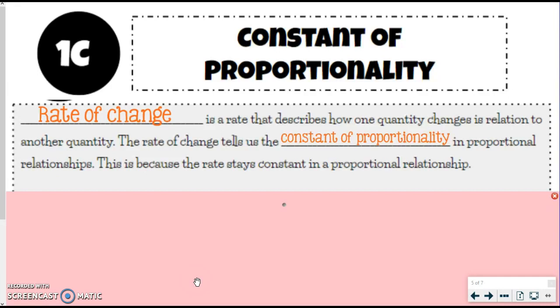So the rate of change tells us the constant of proportionality, and sometimes you'll hear it abbreviated to constant, but it's the constant of proportionality, and that's in proportional relationships. And this is because the rate stays constant in a proportional relationship. So just to be clear, you could have a rate of change that doesn't necessarily mean that the relationship is proportional. But if you have a proportional relationship, then the rate of change is constant, which means you're going to talk about the constant of proportionality.